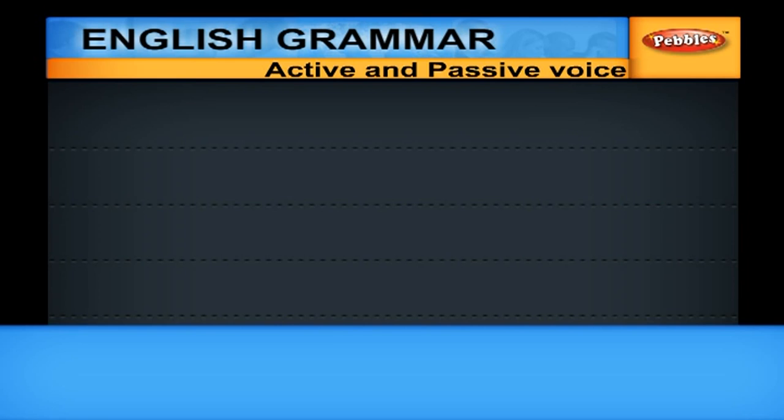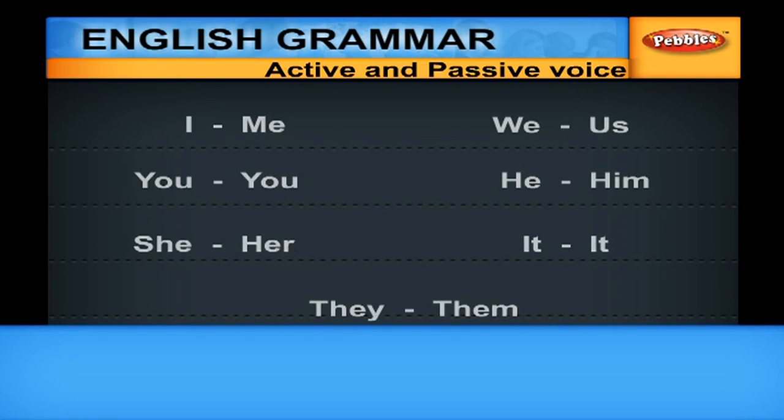One point you have to remember is that English pronouns have different object forms. That is, I will become me. We will become us. You remains you. He turns into him. She becomes her. It remains it. They become them.